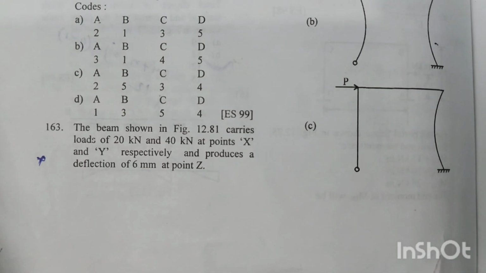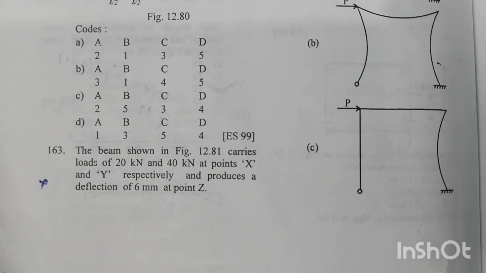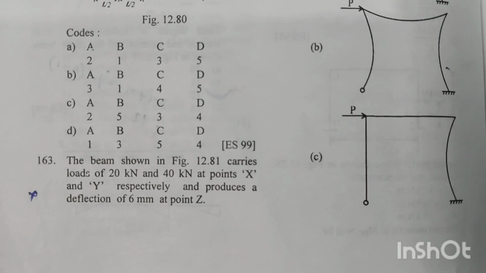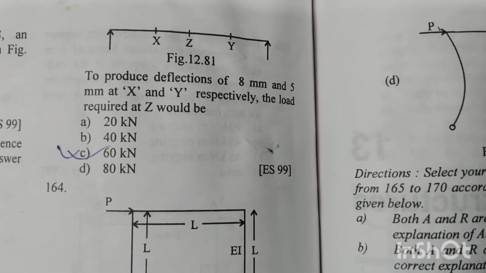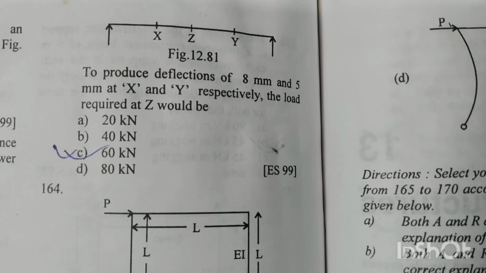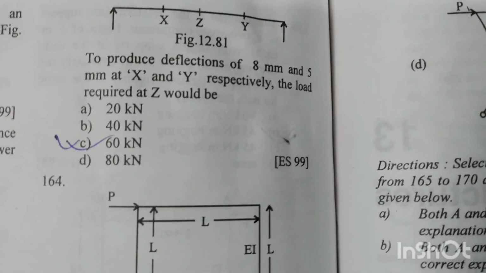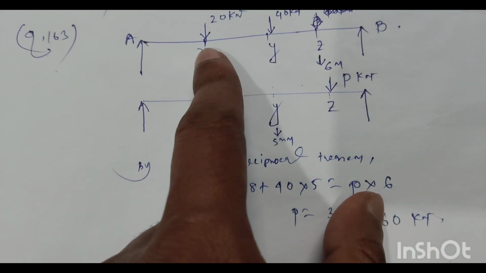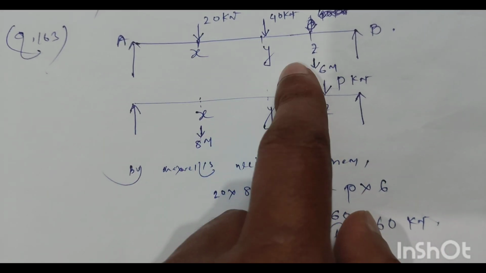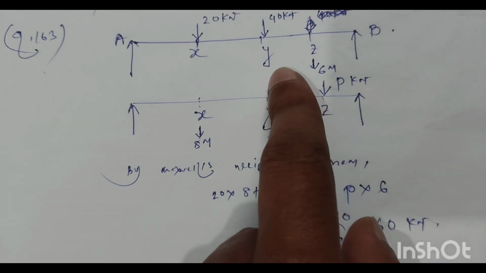Question number 163. The beam shown in the figure 12.81 carries loads of 20 kN and 40 kN at points X and Y respectively, and produces a deflection of 6 mm at point Z. To produce deflections of 8 mm and 5 mm at X and Y respectively, the load required at Z would be? In the first case, at the simply supported beam AB, at point X the vertical load is 20 kN, and at point Y the vertical load is 40 kN, and at point Z the deflection is 6 mm.